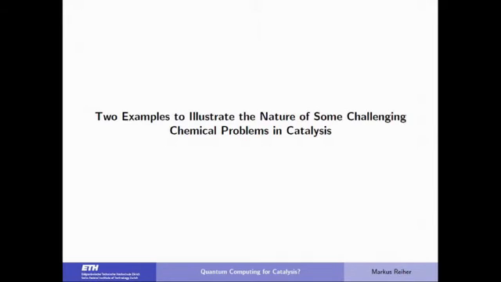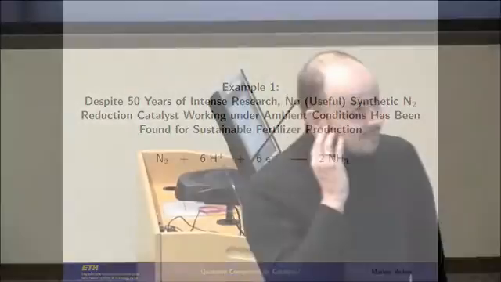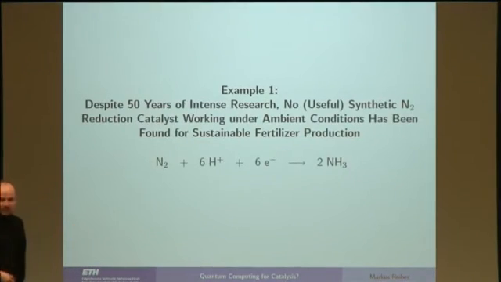Now, two examples that should illustrate what kind of chemical problems I have in mind, which are important. One example is this one. It's not yet solved, despite 50 years of research. That's an ancient reaction, though. Well, it's a very important one. You bet. So the point is the following. We have this in air, molecular dinitrogen, 75%. In order to grow food, we need to transform it to ammonia.